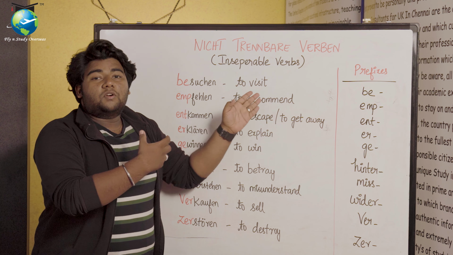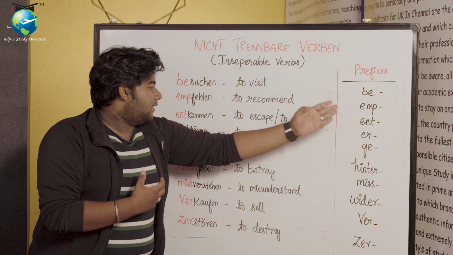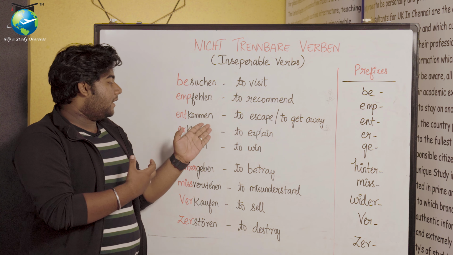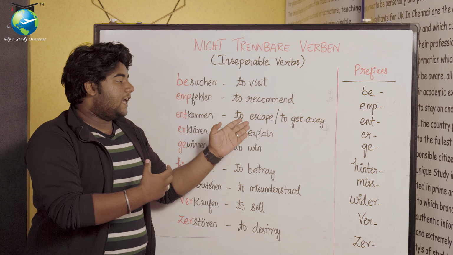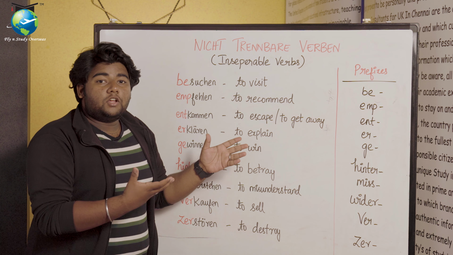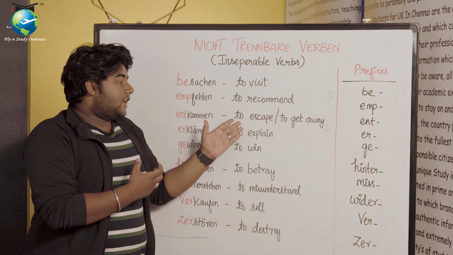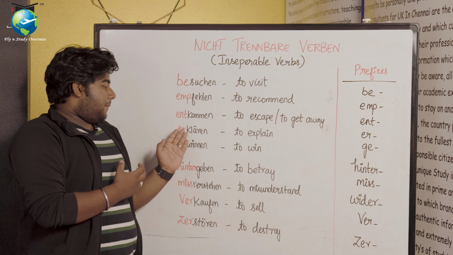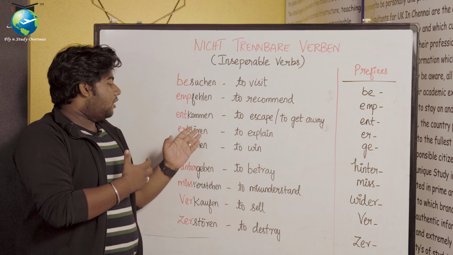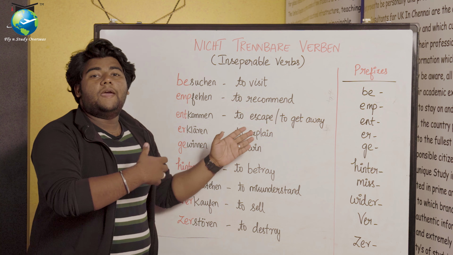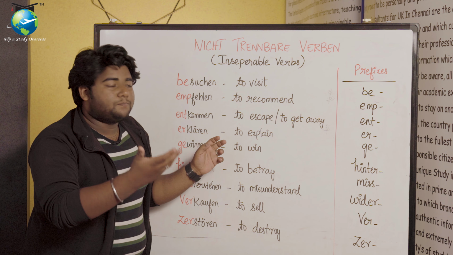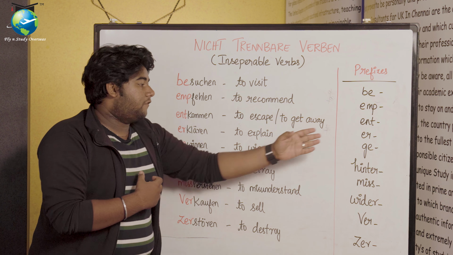And for ent, let's take an example, entkommen. What is the meaning of entkommen? Entkommen is to escape or to get away. And for er, let's take an example, erklären. What is the meaning of erklären? That is to explain. Now let us take an example for ge.